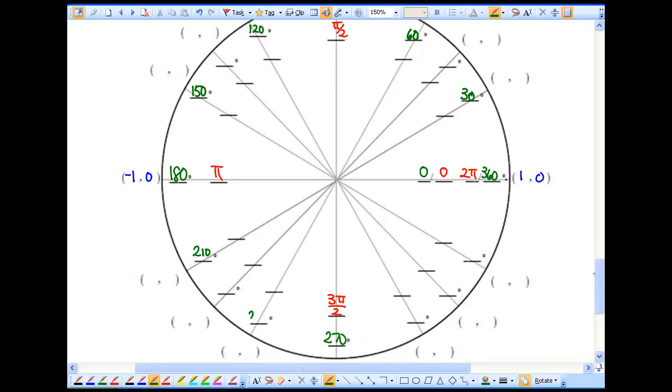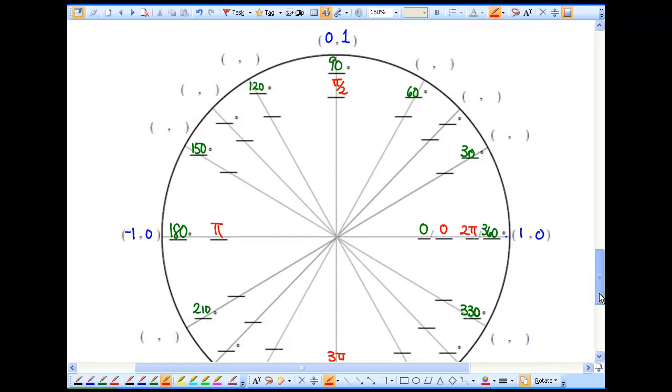210, 240, that's 270. 270 plus 30 is 300, and 330, and 360. Okay, now let's do the same thing in radians.